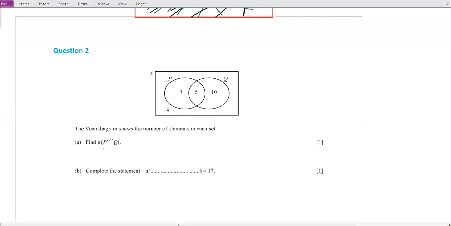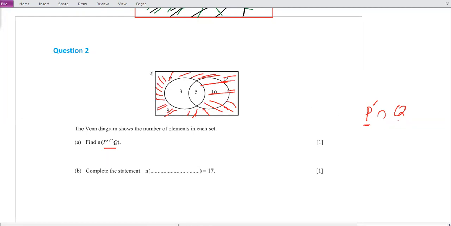This is P complement intersection Q. You have to tell how many numbers are within that one. First, this is P complement. We have to look for P complement intersection Q. Now what is P complement? P complement is outside the P. Highlight this outside the P.